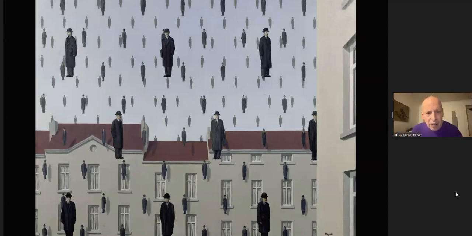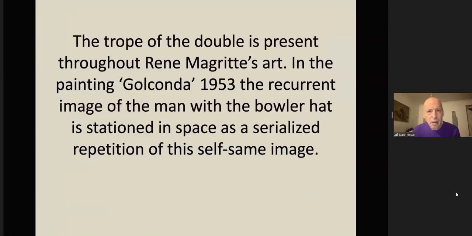So again, yet another mode of repetition. The trope of the double is present throughout René Magritte's art. In the painting Golconda, 1953, the recurrent image of the man with the bowler hat is stationed in space as a serialized repetition of this selfsame image.